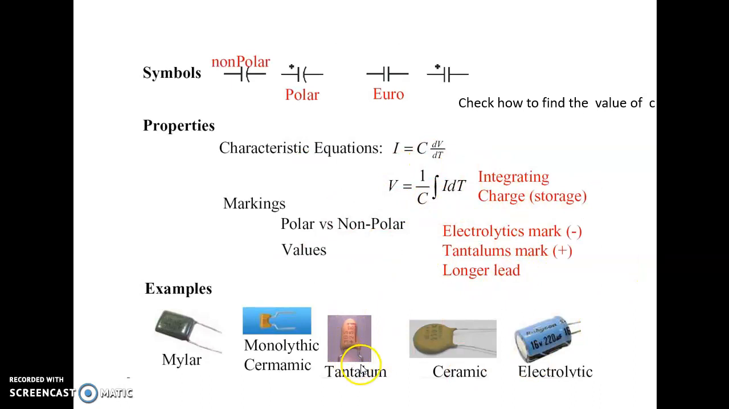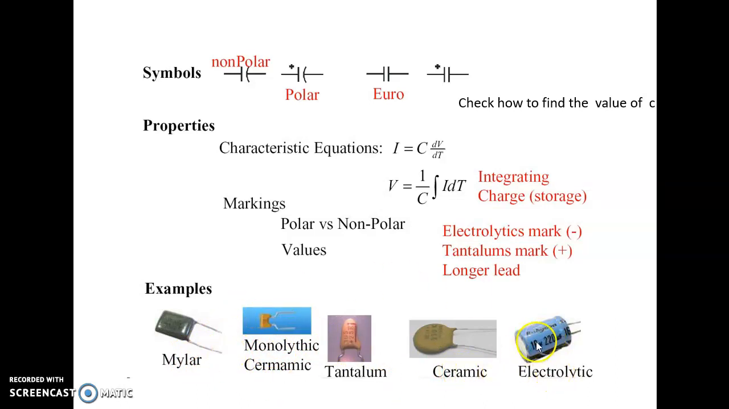This is a very basic equation: I equals C dV by dt. This is the current equation for a capacitor, and this is the symbol for the capacitor. See, this symbol and this symbol, there is a difference. This one has polarity. Now there are different types of capacitors available: Miller capacitance, monolithic capacitor, ceramic capacitor, electrolytic capacitor.